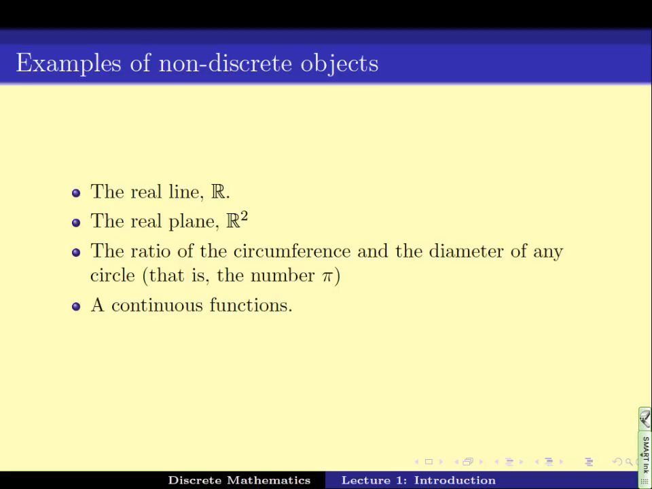Another example of a not discrete object is a continuous function. For example, a function of the form y equals x cubed. These are not discrete objects. Now, what are the discrete objects?